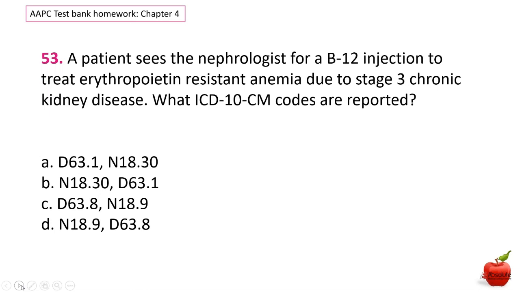A patient sees a nephrologist for the B12 injection to treat erythropoietin resistant anemia due to stage 3 chronic kidney disease. What ICD-10-CM codes are reported? So again, your time remains the same. You have got 2.5 minutes to solve the scenario and put your answers in the chat. So your time begins now, coders.